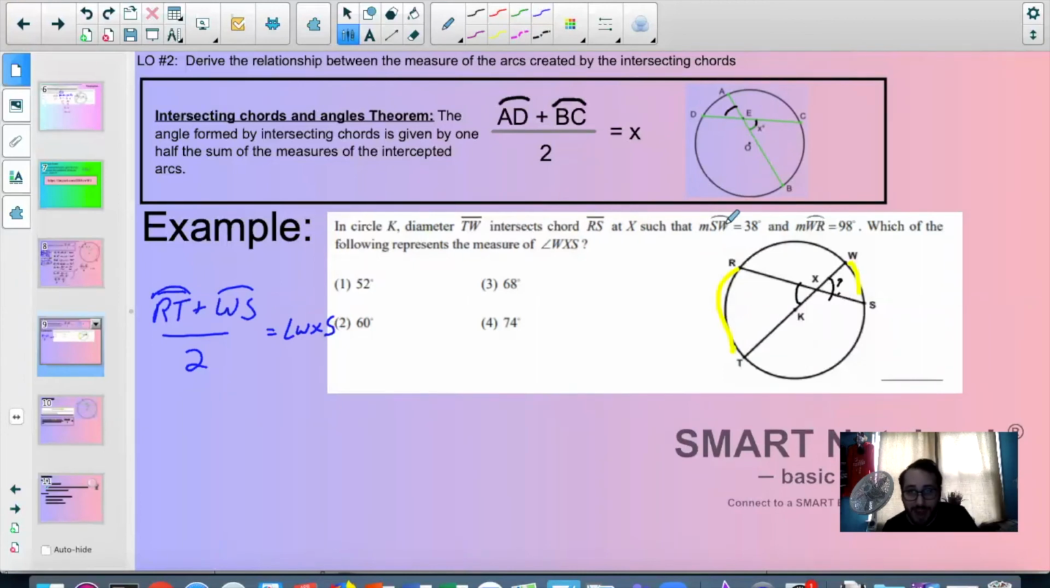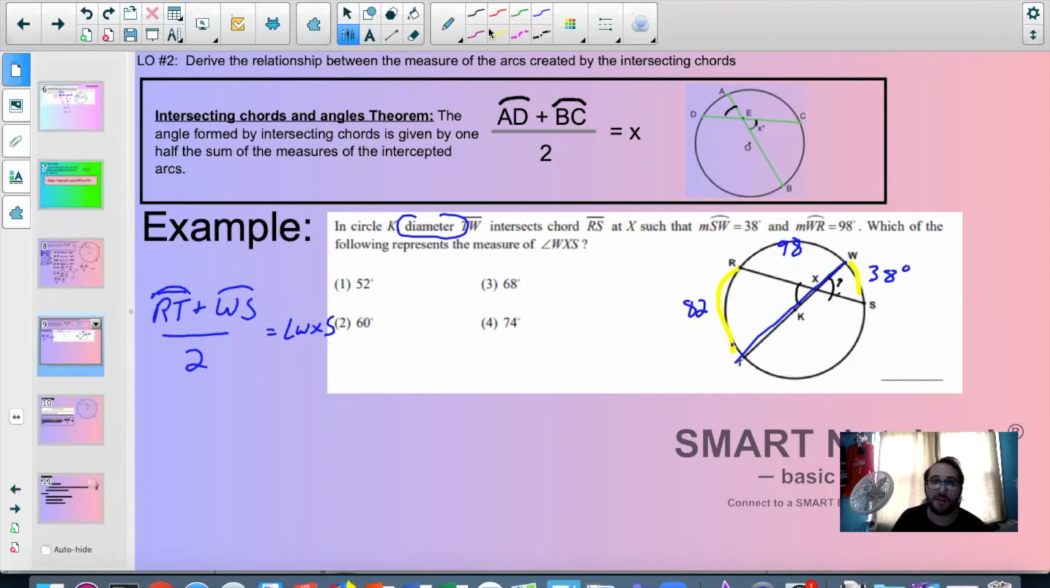Well, let's fill in some information that we have. So SW, this arc, is 38 degrees. But they're giving us that this arc, WR, is 98. I don't want that arc, right? I'm not looking for that arc at all. I'm looking for RT. Well, we have to look at the information they give us in the question. It says that TW, this line, is a diameter, which means WR plus RT is half of a circle, which is 180. So if I'm looking for RT, we're going to do 180 minus 98, right? The 180 is the whole thing. Taking away 98 gives us the remaining piece, which is 82. So this piece is 82.